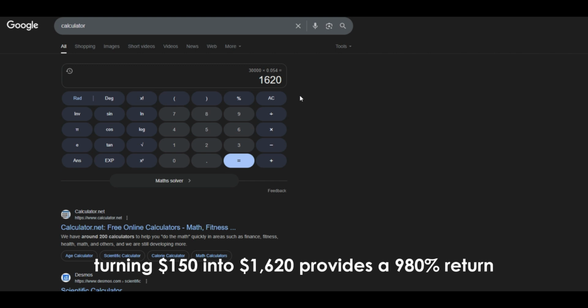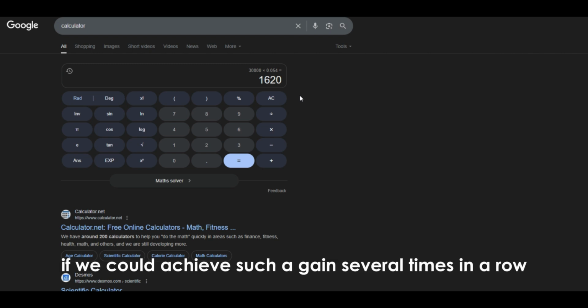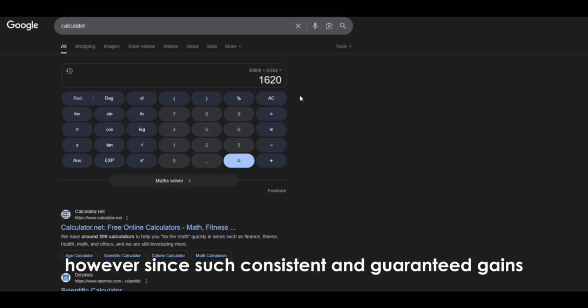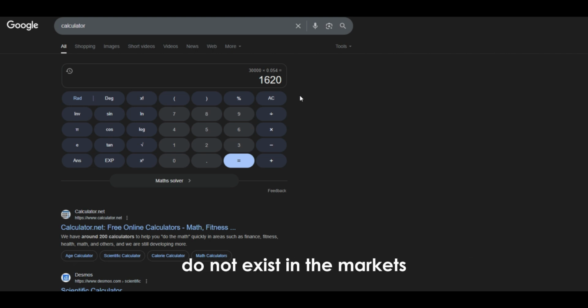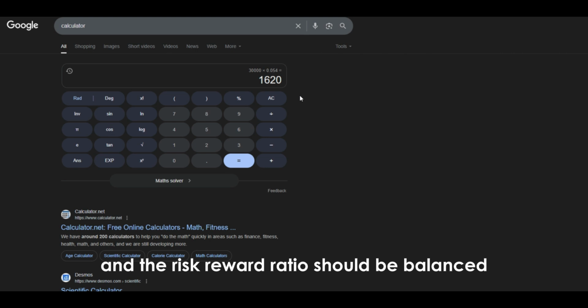Mathematically, turning $150 into $1,620 provides a 980% return. This is a very strong increase in terms of compound returns. If we could achieve such a gain several times in a row, our capital would grow exponentially. However, since such consistent and guaranteed gains do not exist in the markets, each opportunity should be analyzed separately and the risk-reward ratio should be balanced.